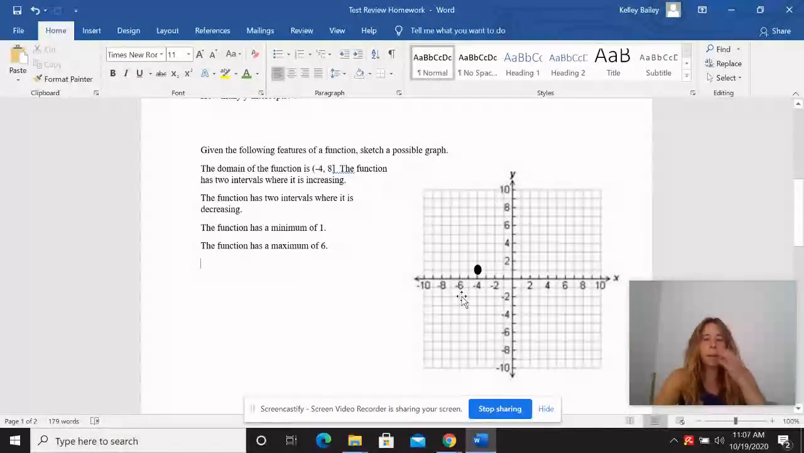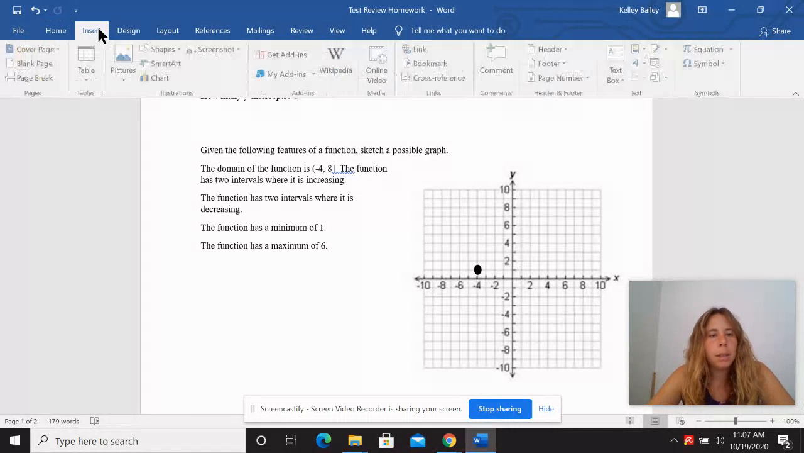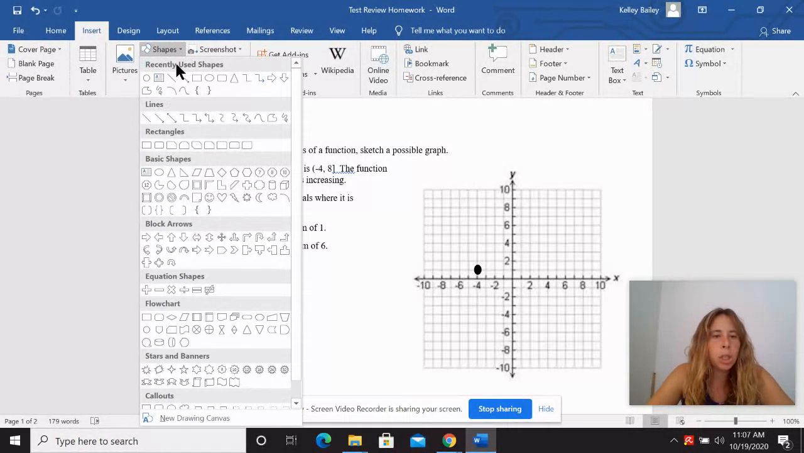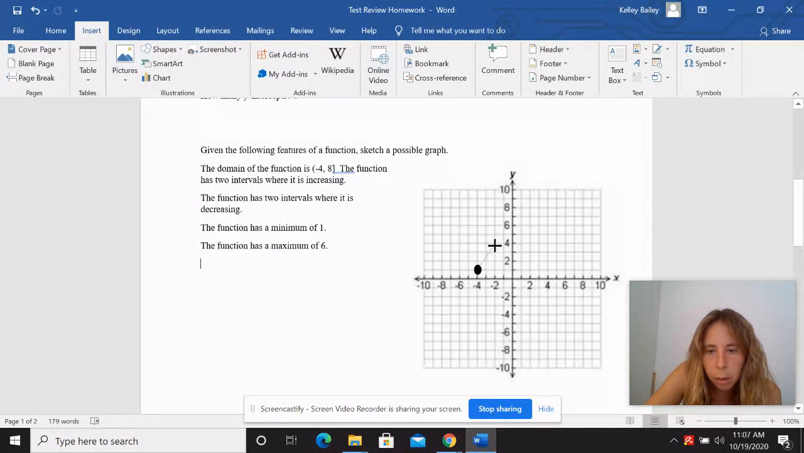I'll take that. And then, let's see, I cannot go any higher than 6, and I cannot go any lower than this dot, which is at y equals 1, because that's our minimum. So let me insert shapes. Let's do a line. So we're increasing twice and decreasing twice. I can't go any lower than this, so I may as well increase first. We'll increase to there.